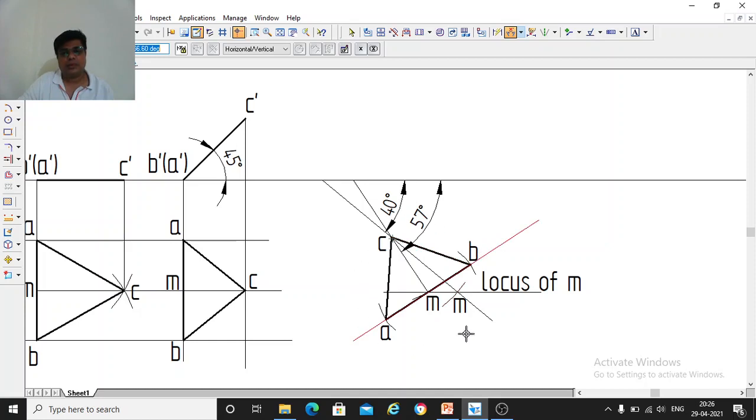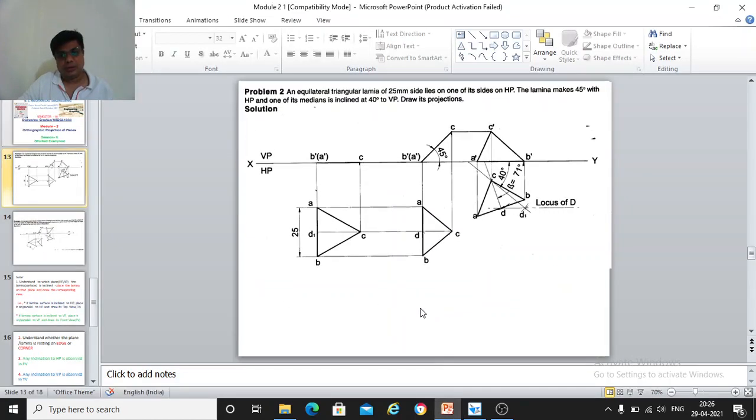So now this is the true length, this is the top view of this plane now, when the CM, this median, is at 40 degrees to the vertical plane. So since the length is reduced, we should follow this locus method. So I have told you that.